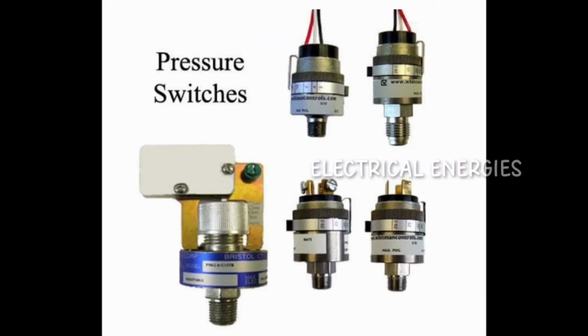Number 8. Pressure switch. Liquid or gas pressure may be used to activate a switch mechanism. The gas or liquid pressure is usually applied to a diaphragm, piston or bellows, and is then converted from its pressure form to mechanical force. The mechanical force is then used to actuate the switch mechanism.